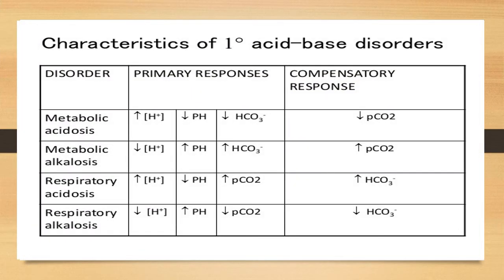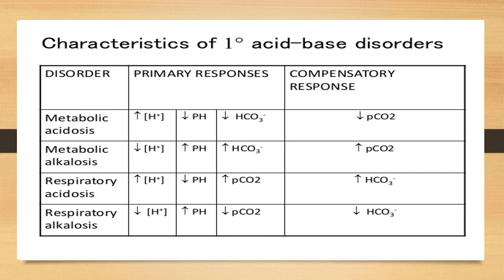Characteristics of primary acid-base disorders. In metabolic acidosis, the hydrogen ion increases, pH decreases and bicarbonate decreases, and the compensatory response is decreased partial pressure of carbon dioxide. In metabolic alkalosis, hydrogen decreases, pH increases and bicarbonate increases, with increased partial pressure of carbon dioxide.